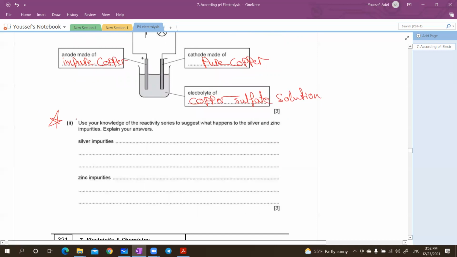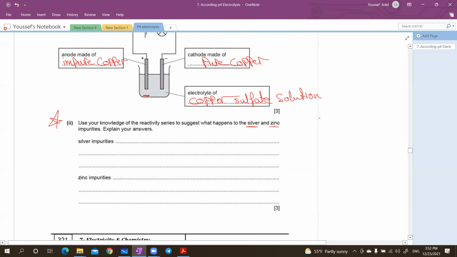This one is really important. The impurities with the copper, what will happen to these impurities? Some of them will fall to the bottom of the beaker and some of them will change into ions, will dissolve into ions. We have 2 impurities with the copper, silver and zinc.